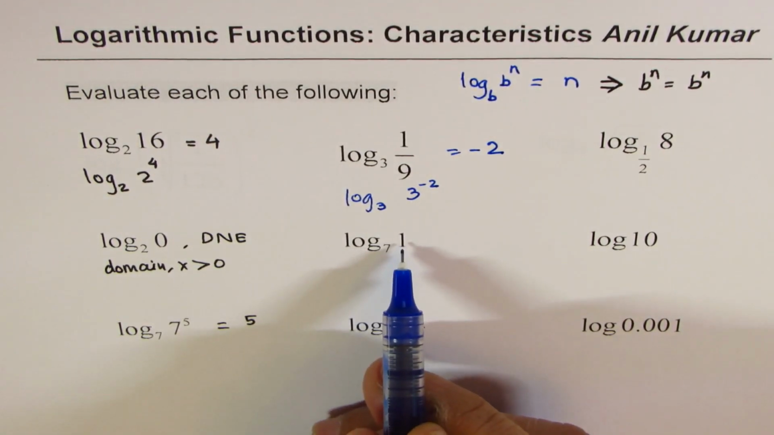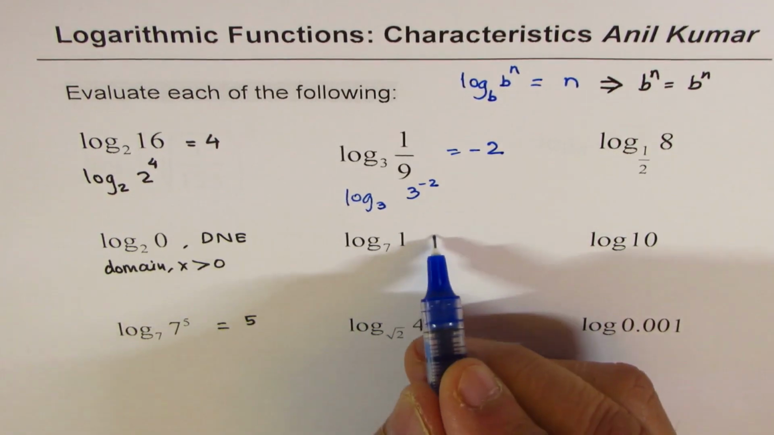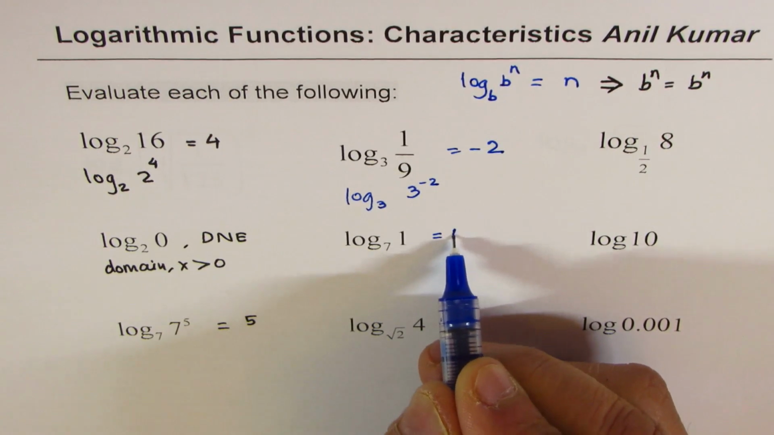Log base 7 of 1, right? That means anything to the power of 0 is 1.